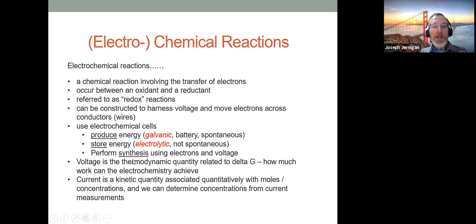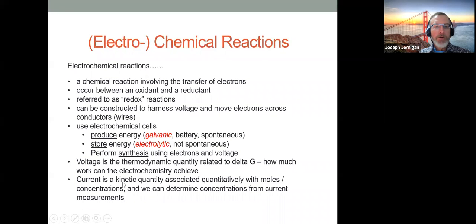Electrochemical cells are used to perform synthesis using electrons and voltage. One of the most common synthetic bulk or industrial processes is chlorine production, essentially through the oxidation of sodium chloride salts or seawater salts.